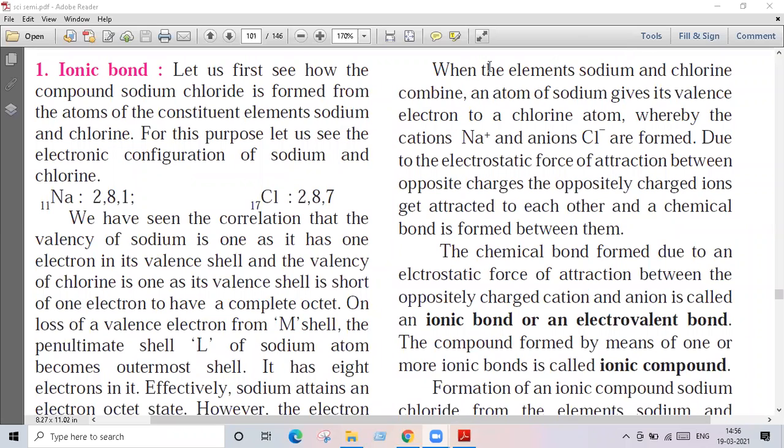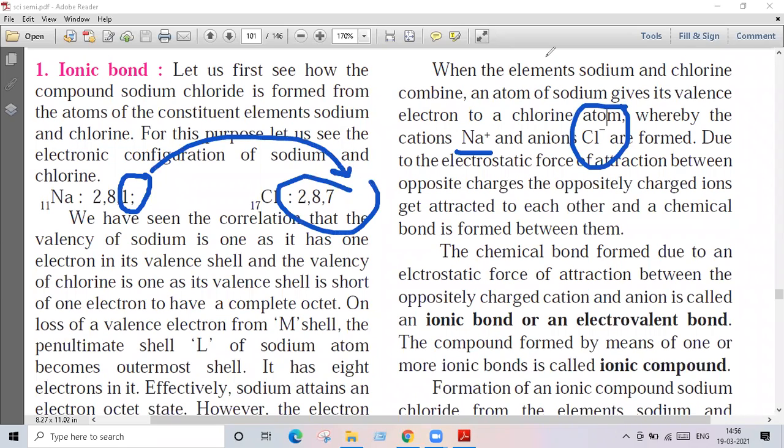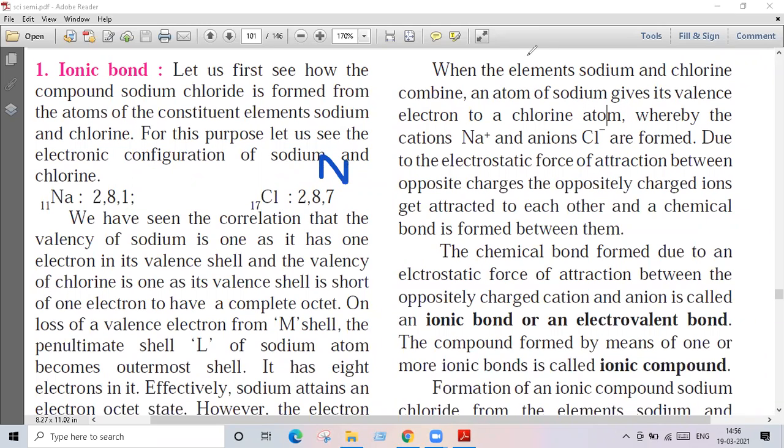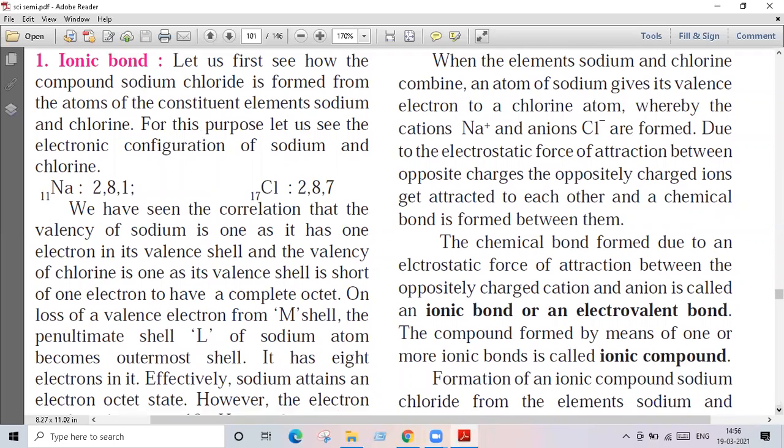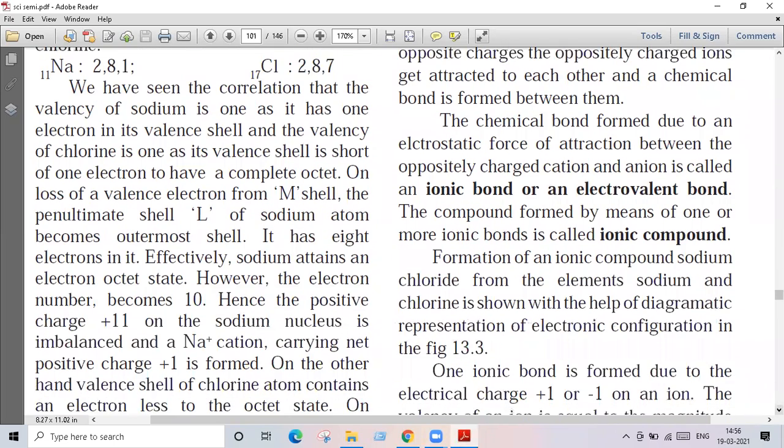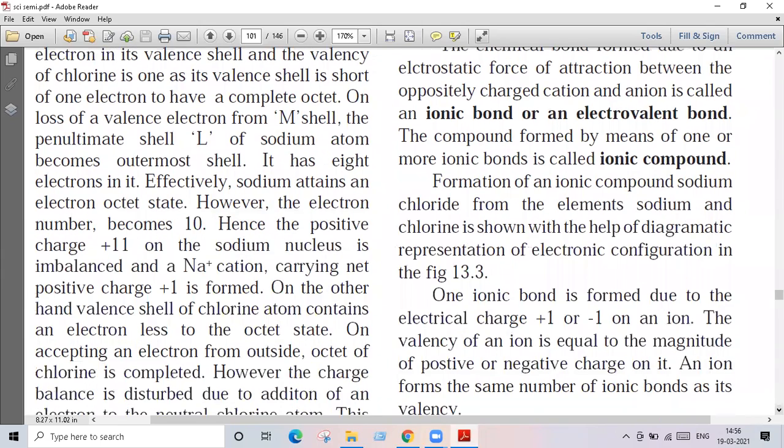So when the elements sodium and chlorine combine, the atom of sodium gives its valence electron to a chlorine atom. Whenever it gives the electron, it becomes Na plus. Whenever it takes the electron, it becomes Cl minus. And they form NaCl, that is sodium chloride. This bond is known as an ionic bond or an electrovalent bond, and the compound formed is known as an ionic compound.